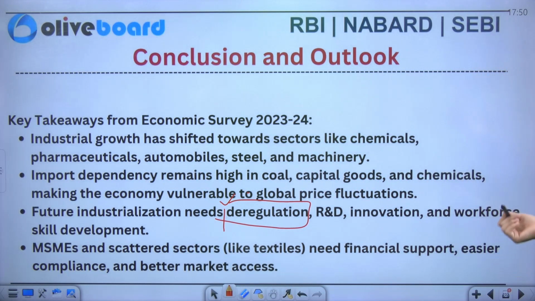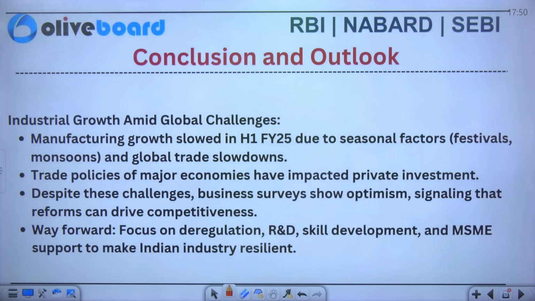Research and development, we need to put a lot of effort there. Innovation is there, workforce skill development is also there. Now MSMEs, scattered sectors which include textiles, need financial support, easier compliance and better market access. Now we can see what the industrial growth is amid global challenges.